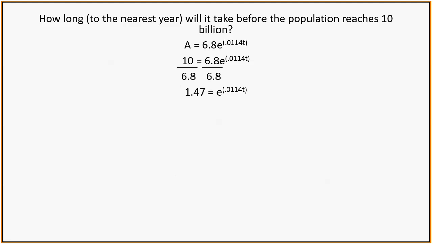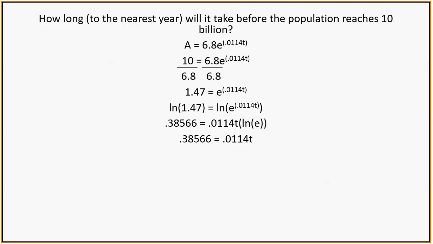Now, our variable here, t, is in the exponent, and we need to get that out of an exponent to be able to solve for it. So we're going to take the natural log of both sides. And what this does for us is, by the third property of logs, we can bring that exponent down and multiply it by the log. So we end up with natural log of 1.47 is 0.38566, and that equals 0.0114t, which was our exponent, times the natural log of e. And the natural log of e is 1, so we end up with 0.38566 equals 0.0114t.